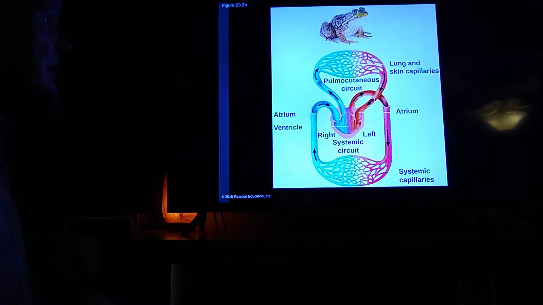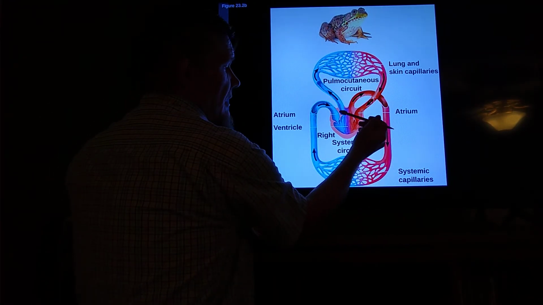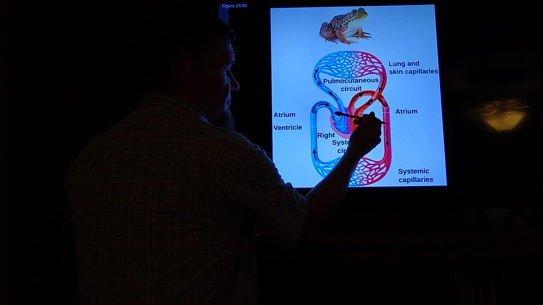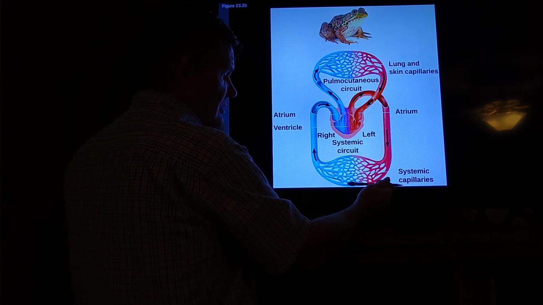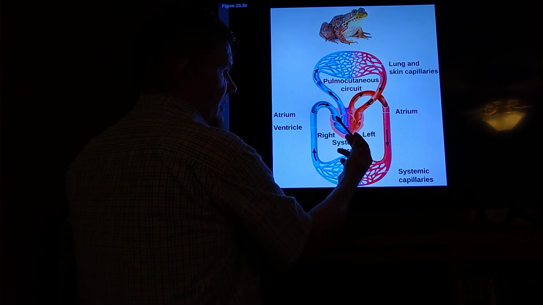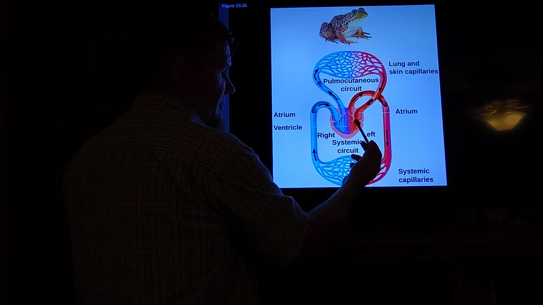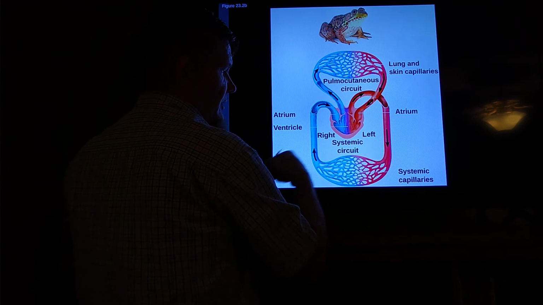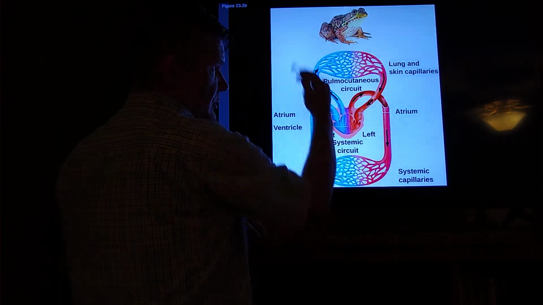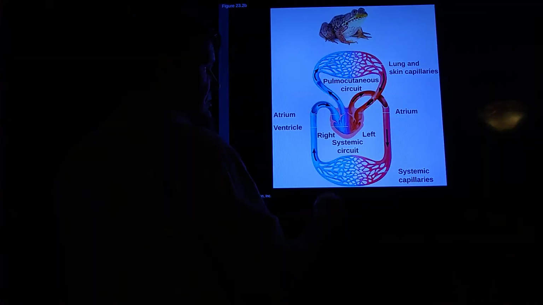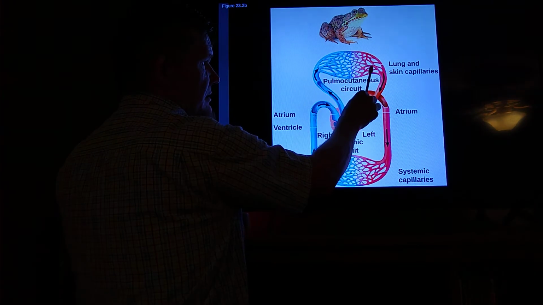Okay, here we see a toad with its three-chamber heart. Here is the atrium. This is where the used blood from the systemic circuit comes back to the heart in the right atrium. The right atrium sends blood down to the ventricle. When the ventricle contracts, it's going to push blood both directions. But at this point, we're just going to talk about how it goes to the lungs. Ventricle contracts and it pushes blood to the lungs.